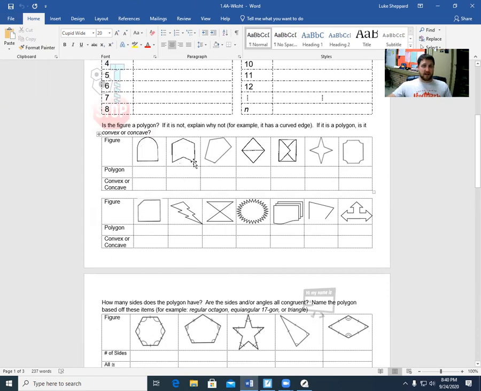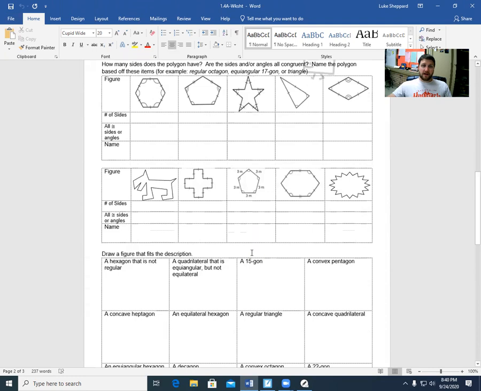Is it convex? Is it concave? Does it cave in? If I look at this one right here, I see that it looks like it's caved in. I would say this is not a convex polygon. This is a concave polygon. If I look at this, I would say, no, this is not a polygon because it has a circle in it. So that's what I want you to look at, and I want you to try this part out and see what you can come up with.